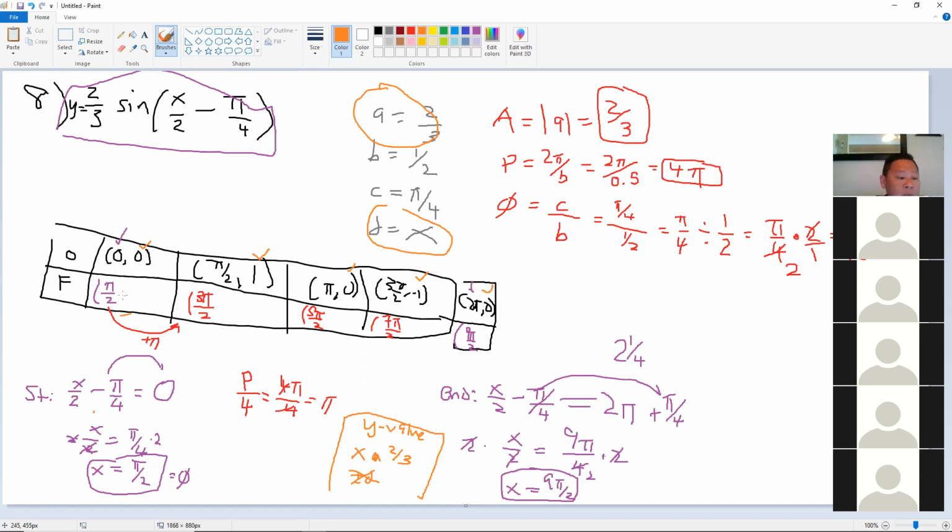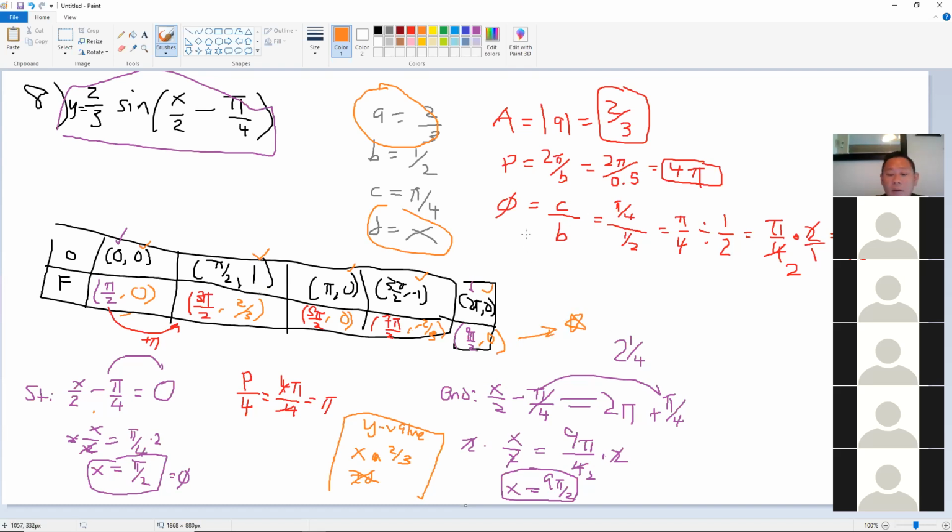So 0 times 2/3, you still get 0. 1 times 2/3, you get 2/3. Then 0, you still get 0. This will become negative 2/3. And then the last one is 0 because 0 times 2/3 is 0. This last point is important when you graph.